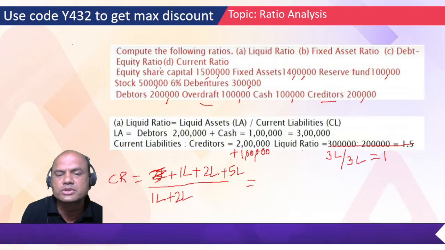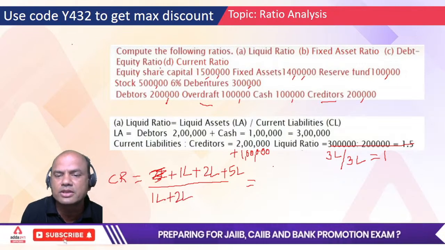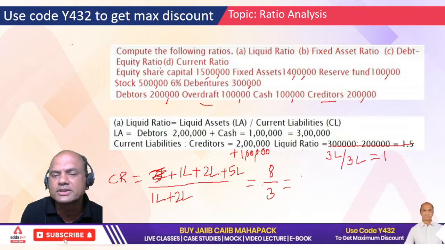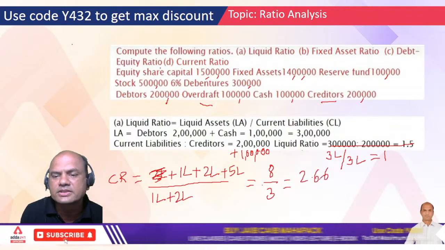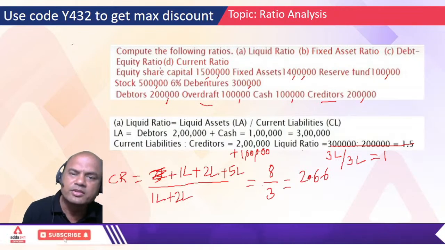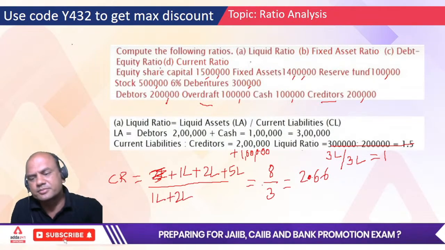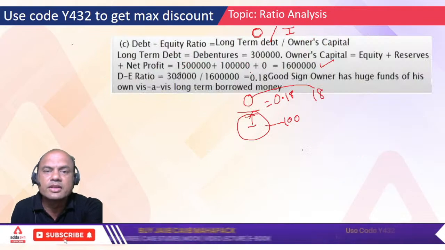5 plus 2 is 7, plus 1 is 8, so 8 upon 3. 3 2s are 6, so roughly 2.66 is the current ratio. So that is the answer over here. Okay, so this is one case study.